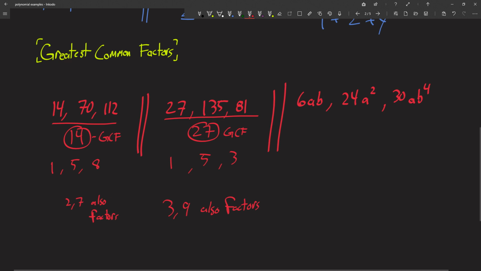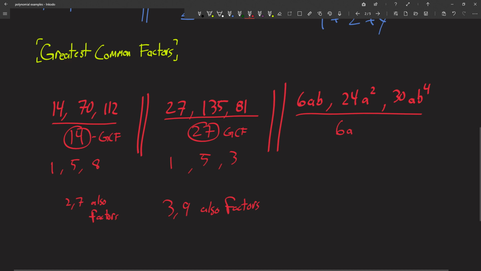For our last one here, 6ab, 24a squared, and 30ab to the fourth, I could divide these all by 2. All of our coefficients are even. I could divide them all by 3. They're all divisible by 3. I could even divide them by something like 2a. They're all divisible by 2, and they're all divisible by a. But the biggest factor I could divide them by is 6a.